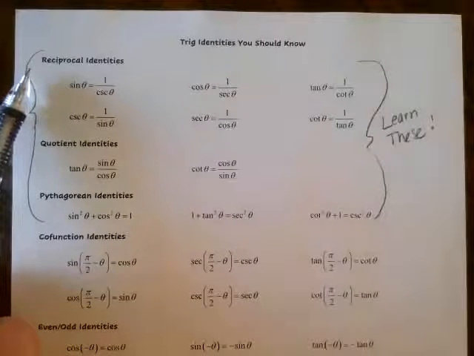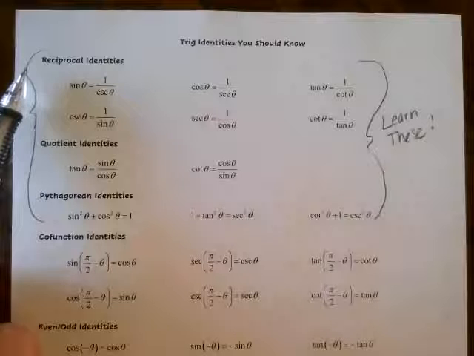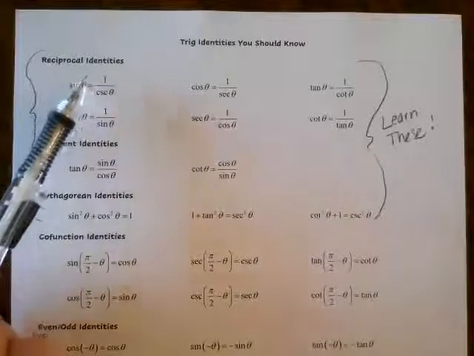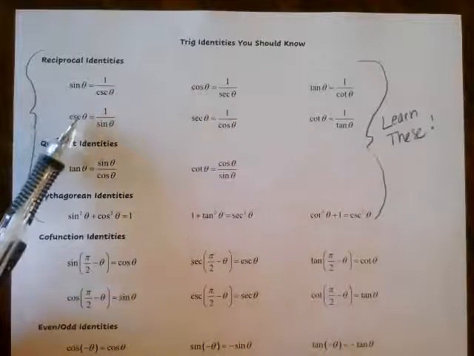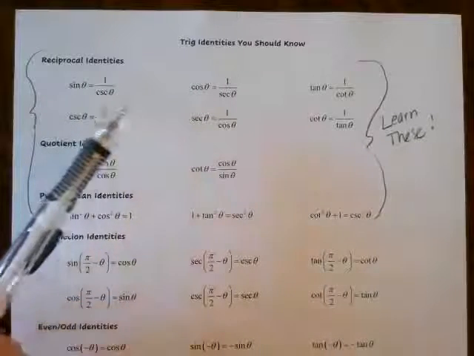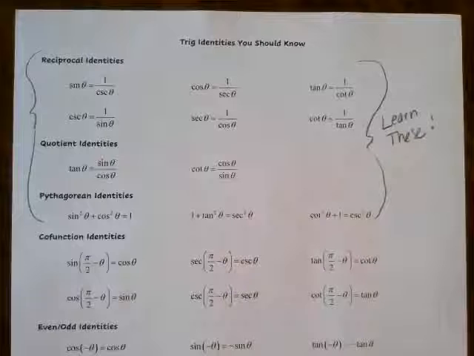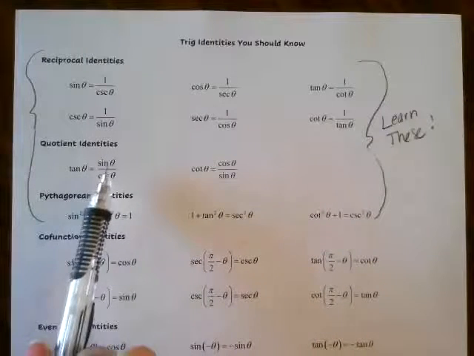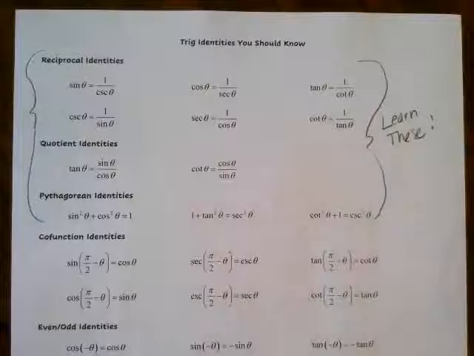So reciprocal identities, and most of these you should already know because we did talk about them in the last unit, like sine of theta equals 1 over the cosecant of theta, and cosecant is 1 over sine, and so on. Those you should know, so you want to learn those. The quotient identities, which is tangent of theta is equal to sine of theta over cosine of theta, and cotangent is equal to cosine over sine. Those are some that you have to know as well, those quotient identities.